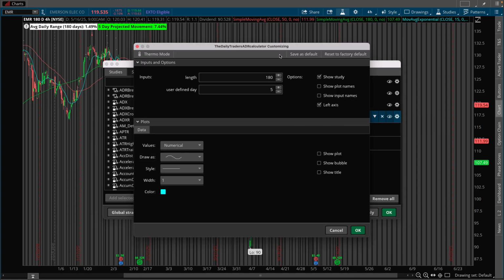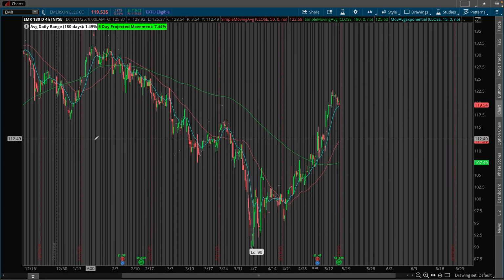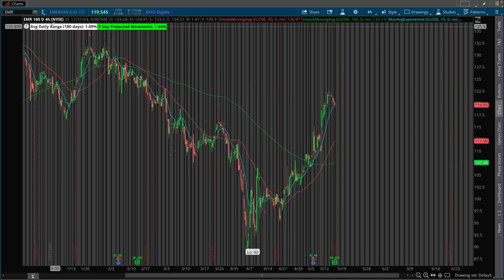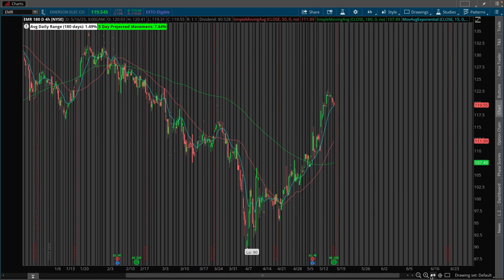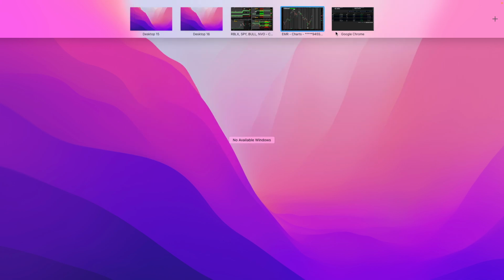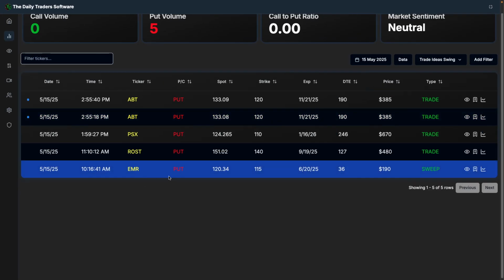What we want to do is go to here. I don't know why it's not loading. There we go. You should see up on the top left, over the last 180 days, we can see the average daily range. We can see the 5-day projected move. So EMR, we saw yesterday that we had some EMR puts come through.